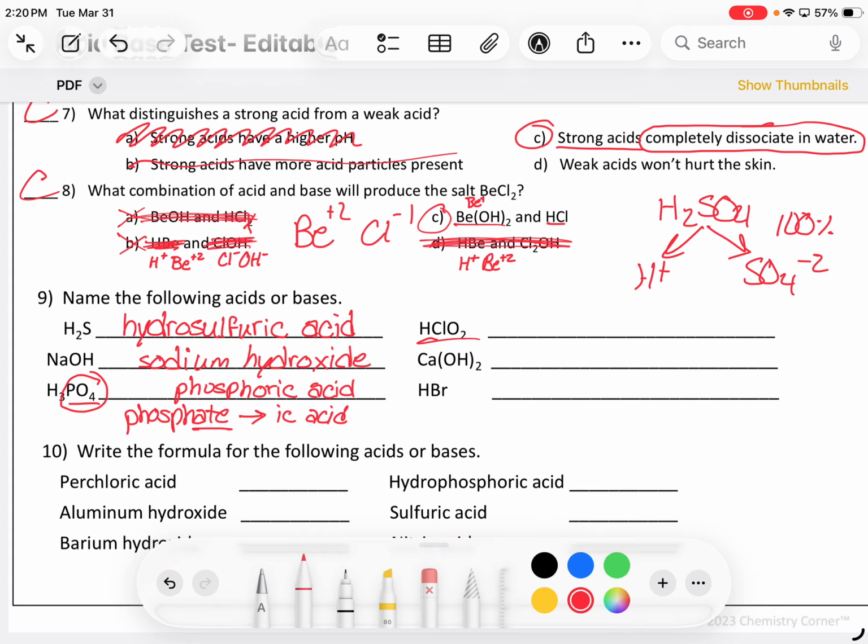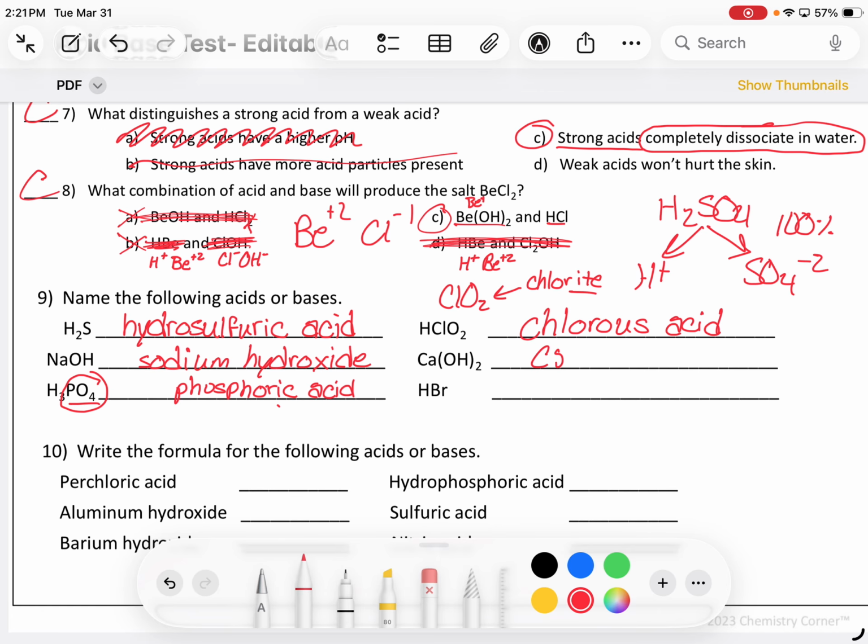Up here, do we have oxygen present? Yes. So what prefix is not going to be present? We're not going to have any hydro. So we're going to go straight into it. What is ClO2? Well, that is chlorite. And if it ends in ite, that means it's going to turn into what? Chlorous acid.